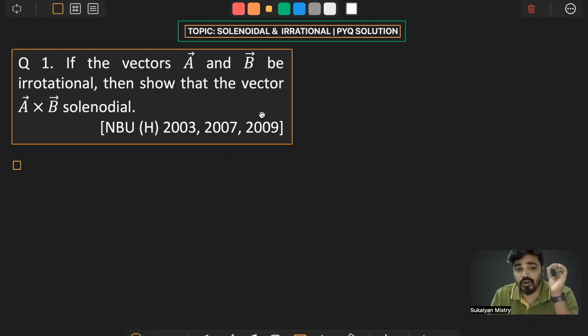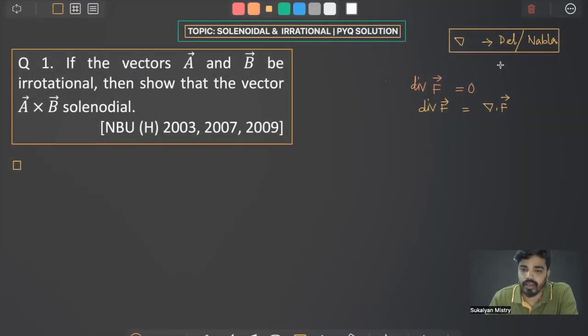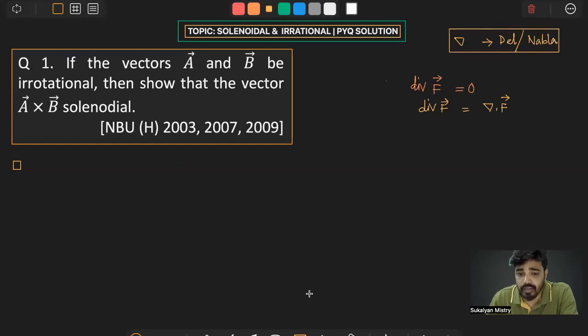So first of all, what is solenoidal? A vector F is said to be solenoidal if divergence F is equal to 0. That means del dot F. This operator is called del, or also nabla. So if del dot F is equal to 0, then we say that the vector F is solenoidal.